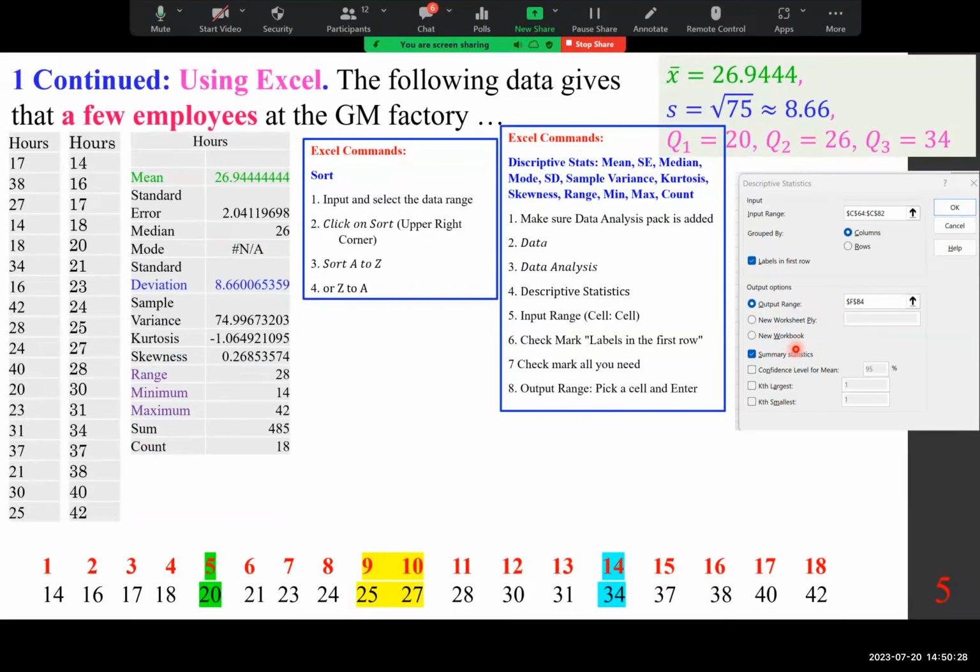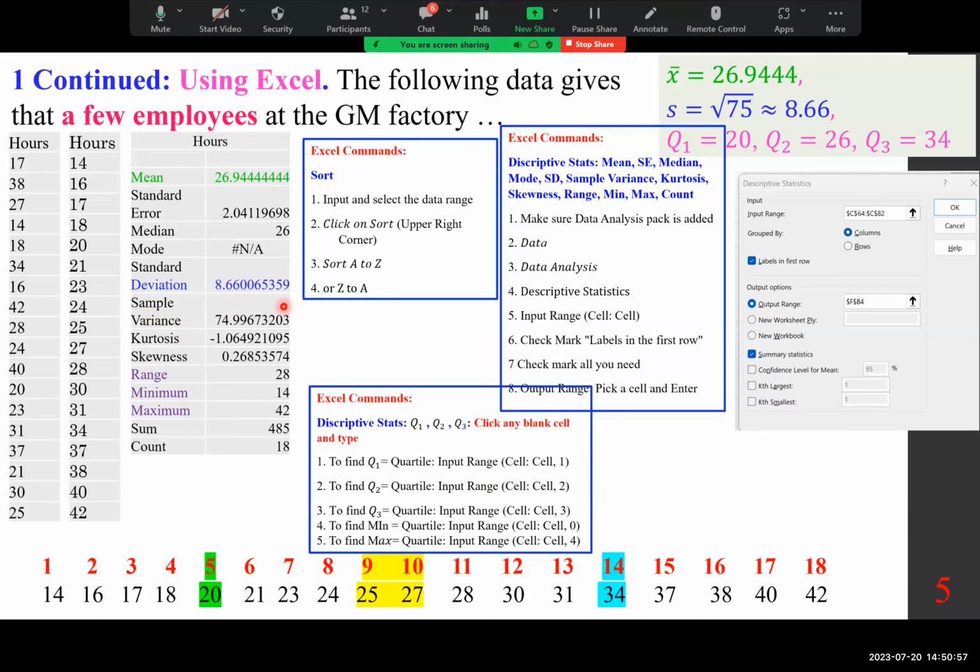What are we interested in? Look at the mean. Look at the standard deviation. We have the range, minimum, and maximum. Variance, other stuff, but it's important to know that when you're looking at the variance, this is sample variance, and that's what we want.